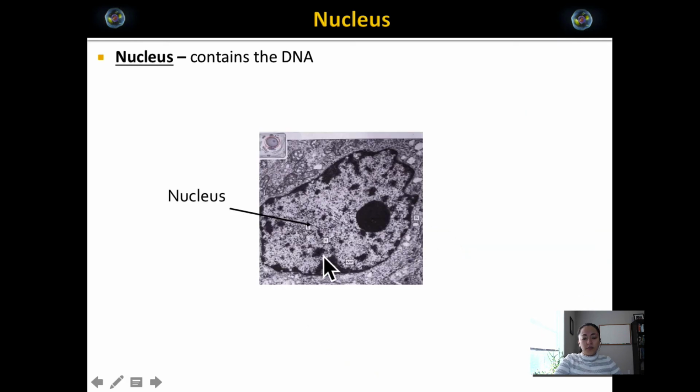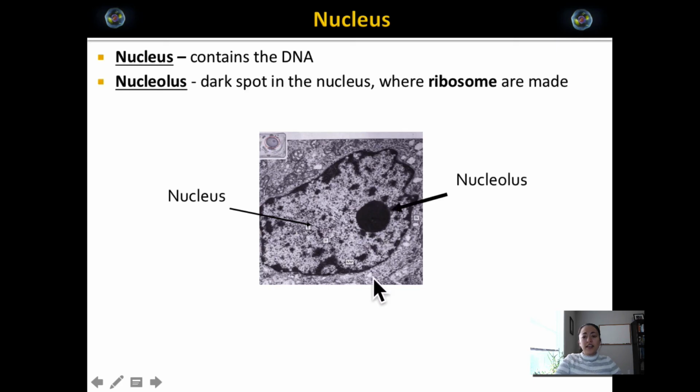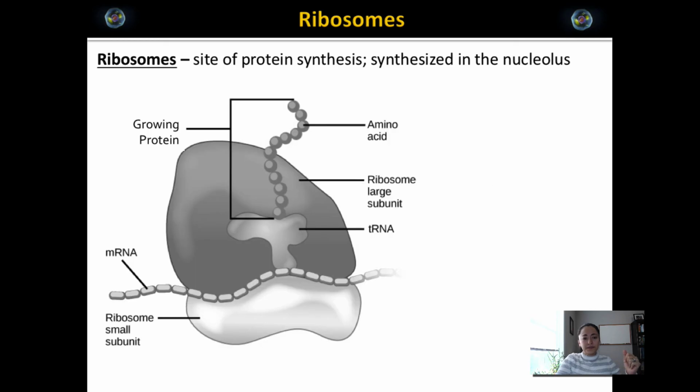However, here's a microscope image. So here's the nucleus, which I am tracing. And inside there, you can see this dark stained region. And this is present in every nucleus, and it is called a nucleolus. This dark spot is where ribosomes are made. And remember, ribosomes are the protein synthesizing factories within a cell. So ribosomes are actually made within the nucleolus, which is in the nucleus. However, these ribosomes will move out into the area surrounding the nucleus.